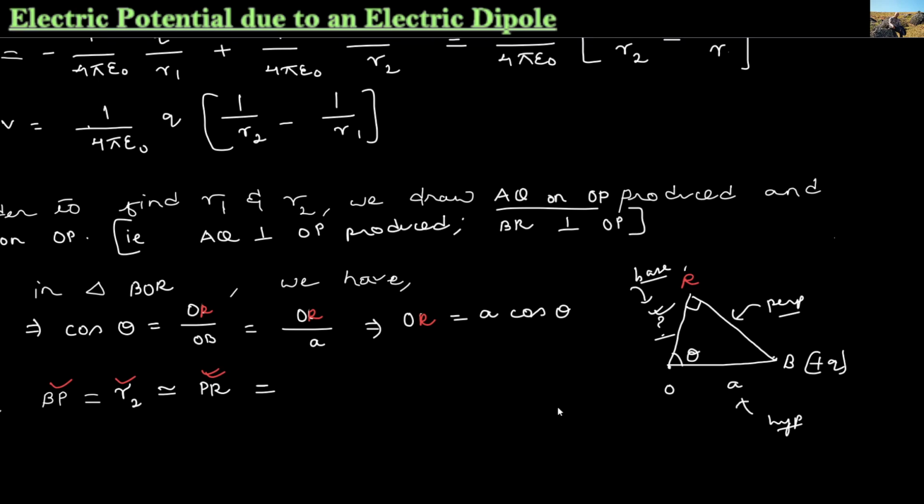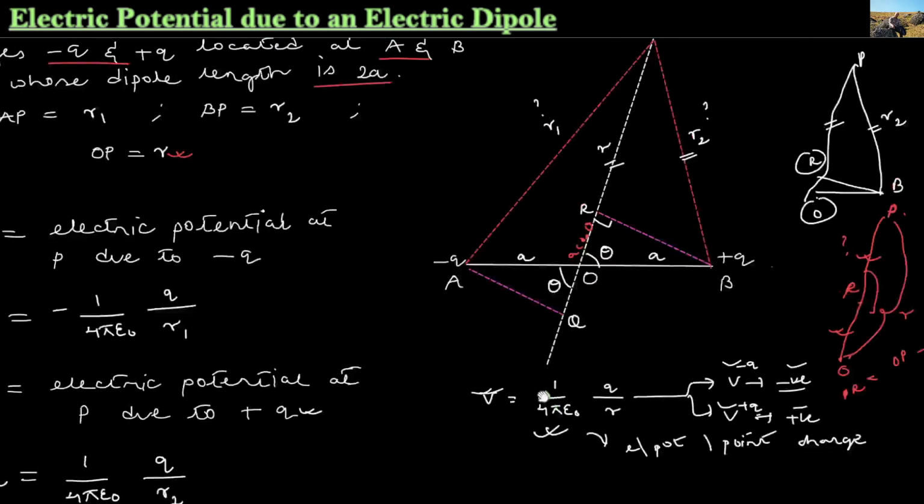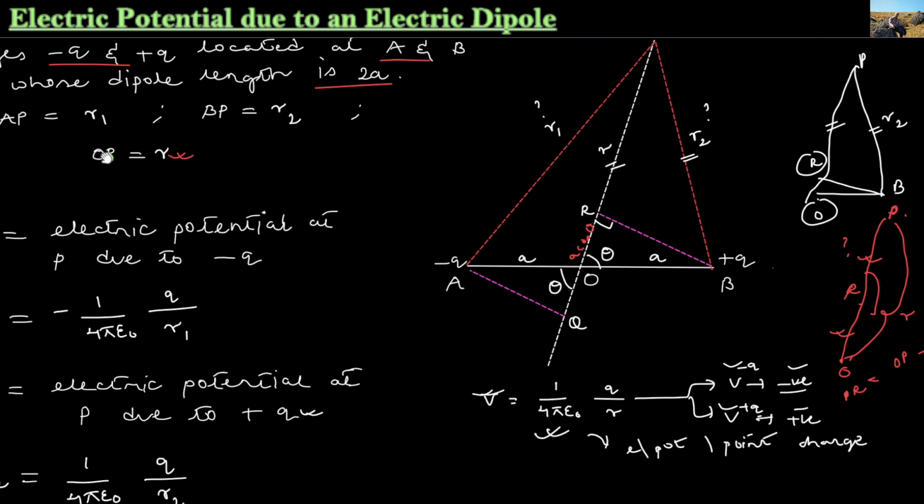PR will be equal to OP minus OR. So what is OP? OP is equal to... okay, OP, what is OP? No, not R2. OP is equal to R. That OP is that length R. That OP is equal to R over here.